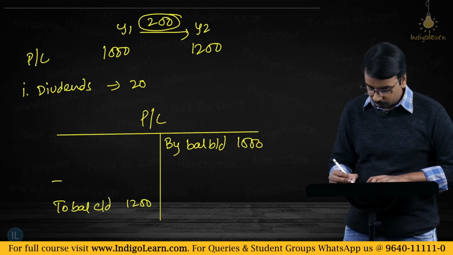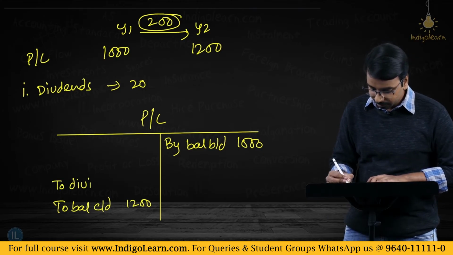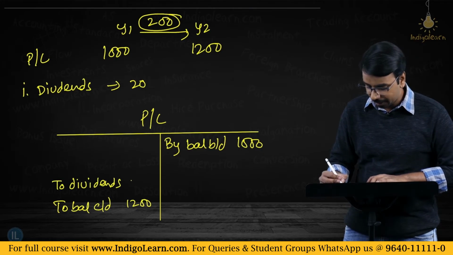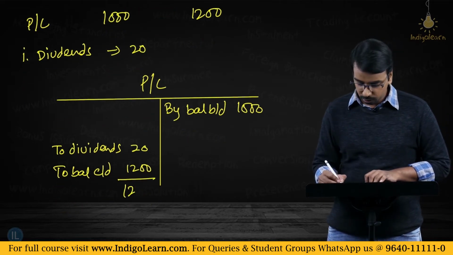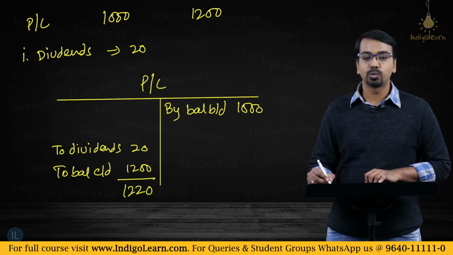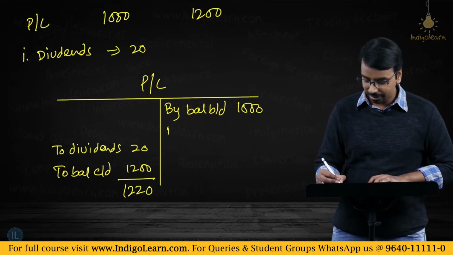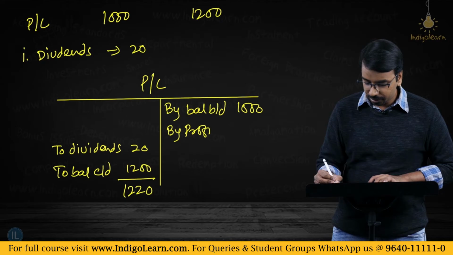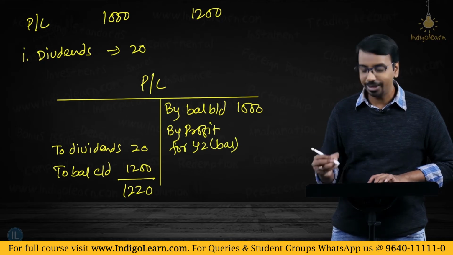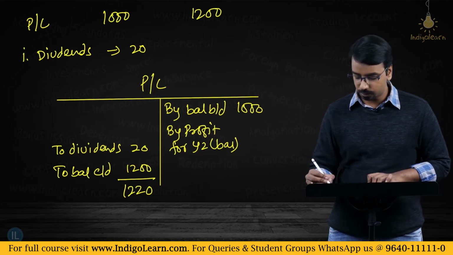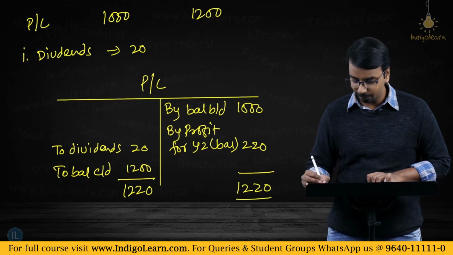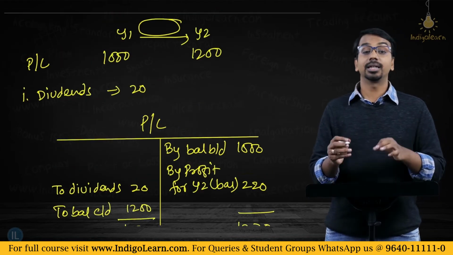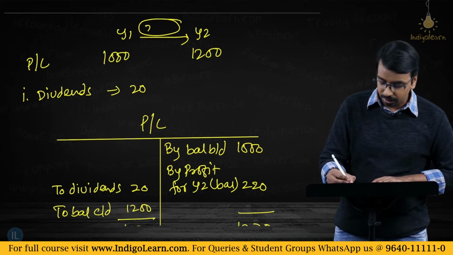So, what you would say? To dividends paid 20. So, if you have to balance this account, 1220 is this side, and this side is 1000. So, what is the balancing figure? That is the profit for year 2. This is your balancing figure. 1220 minus 1000, 220. So the profit for the year, if the dividend information is given, it is 220.